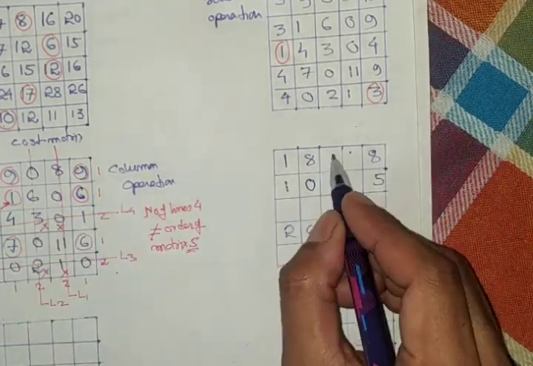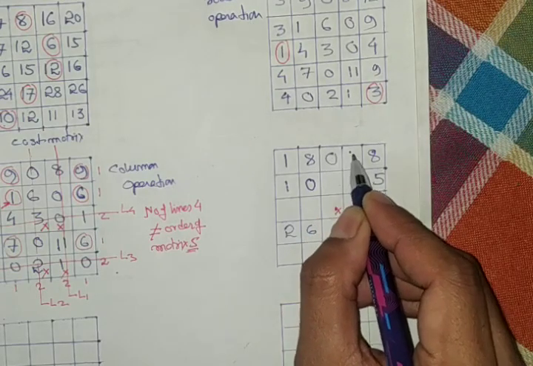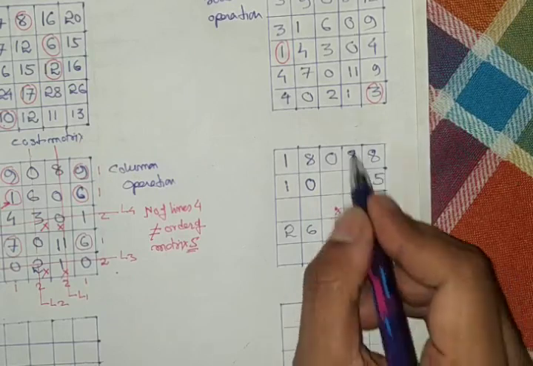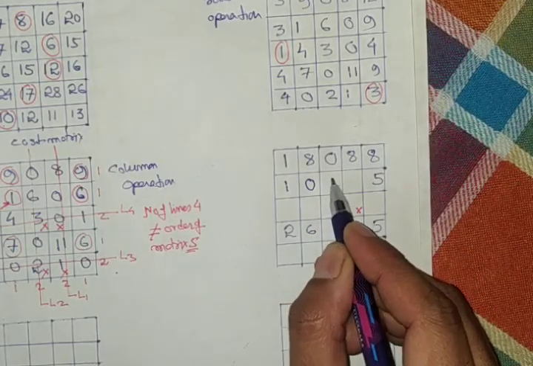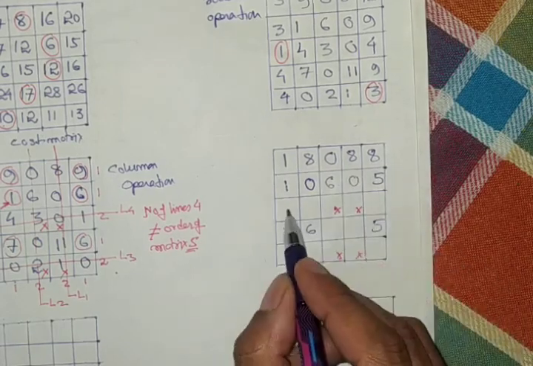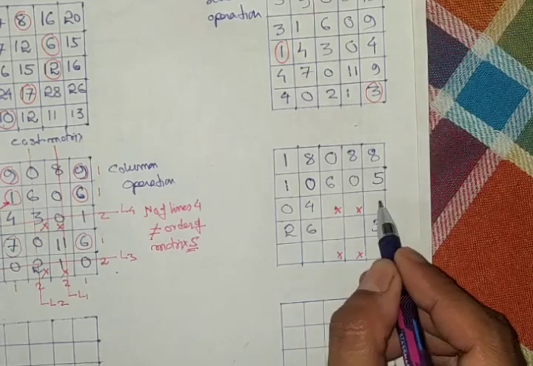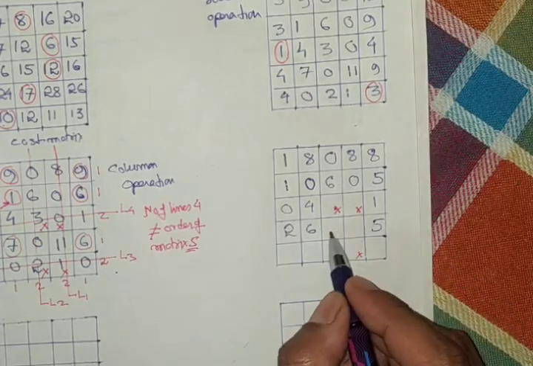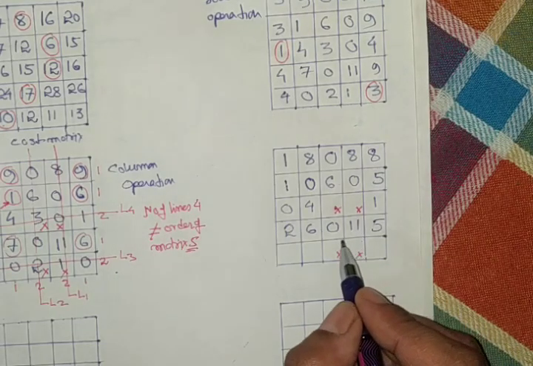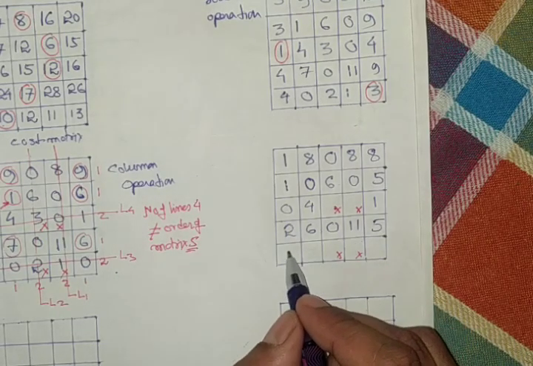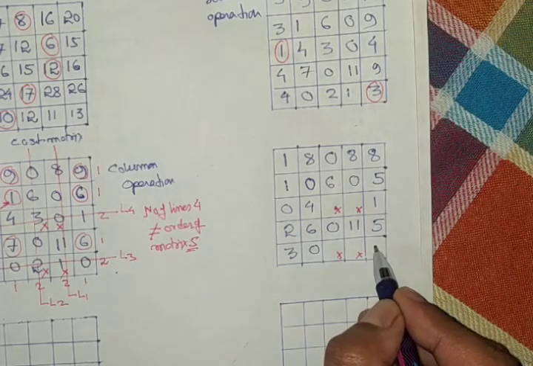So it will be 0. It will be 0. It will be 8 because the line is crossing here. This is 6. This is 0. This one 0. This one 4. This one 1. This one 0. This one 11. This one 3. This one 0. This one also 0.